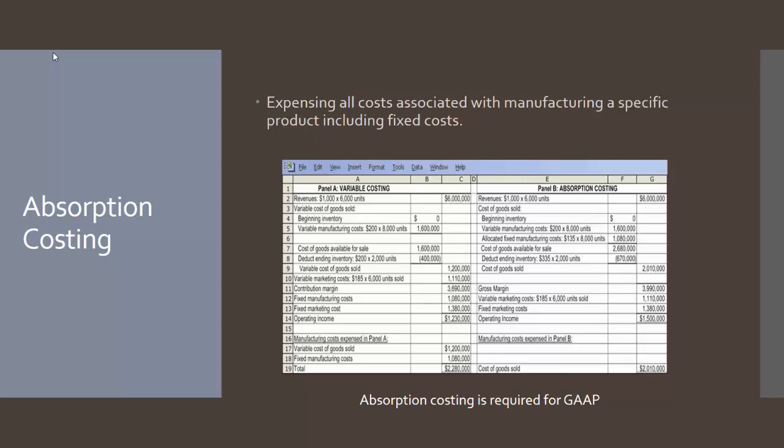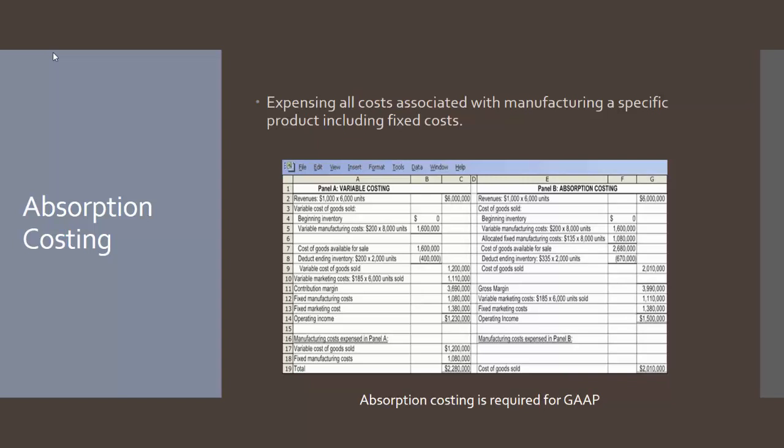So on the left side we have variable costing. What if we only had to put in our variable costs? Well, we have a company here that made 8,000 units, but they only sold 6,000 of those units during the period, which means they have 2,000 left in their ending inventory. If they sold those 6,000 units for $1,000 a piece, they would have generated $6 million in revenue.